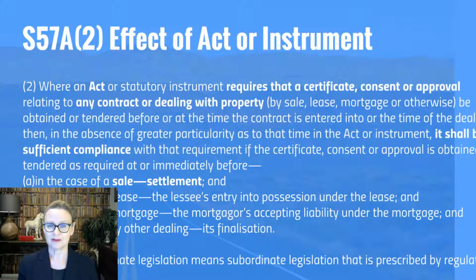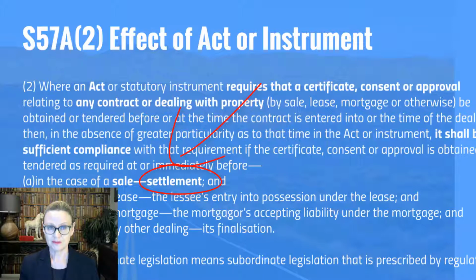Section 57A sub 2 deals with the effect of an act, so an actual act of Parliament or statutory instrument. Okay, so both of these things. And it states, where an act or statutory instrument requires a certificate, consent or approval relating to any contract or dealing with the property to be tendered before or at the time the contract is entered into, then in the absence of greater particularity as to time, it shall be sufficient compliance with that requirement if the certificate, consent or approval is obtained or tendered as required at or immediately before, and in the case of sale, settlement.